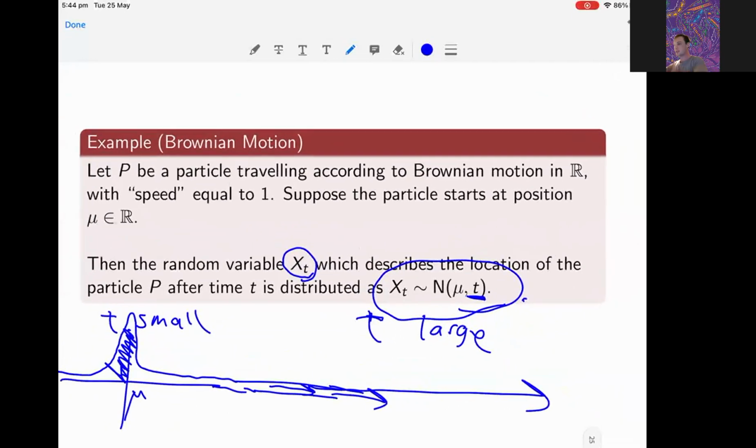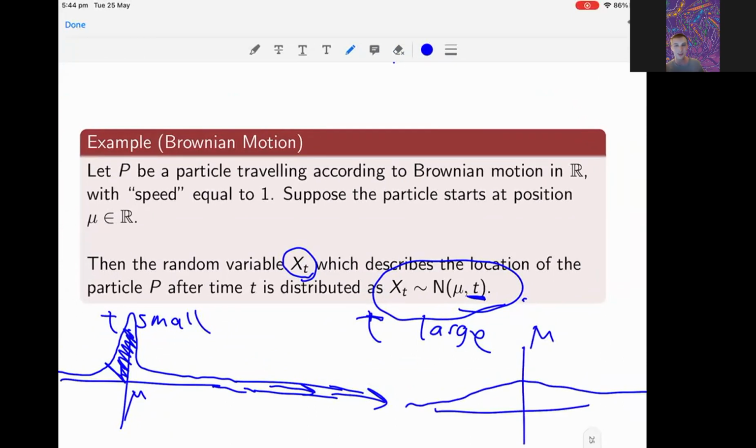On the other hand, if we say that t is large, then the distribution should be much more spread out. And this makes a lot of sense as well, because if we're allowing the particle to move for a very, very long time, then really it could be anywhere. I guess there's a slightly bigger chance that it's stuck around the middle, but since we're allowing it to evolve for such a long time, it really could end up anywhere.